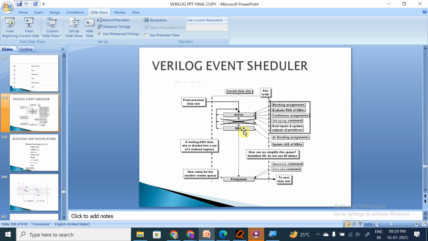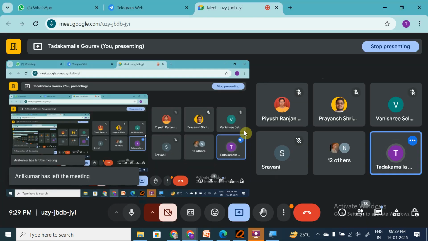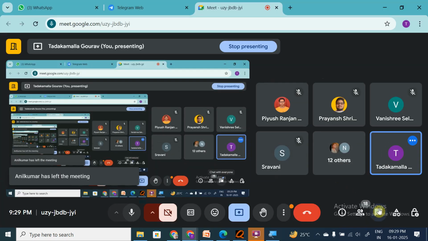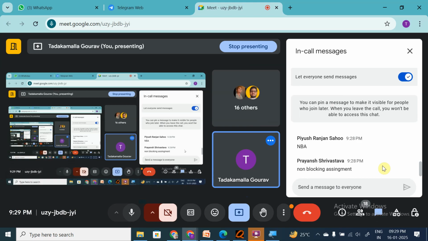So in the active region, only the evaluation of the right hand side is happening, not the updation from RHS to LHS. That only happens in the NBA region. So if you use $display, you can only see the previous values. Is it clear? We have already discussed this in our previous session. Others, is it clear? Yes.